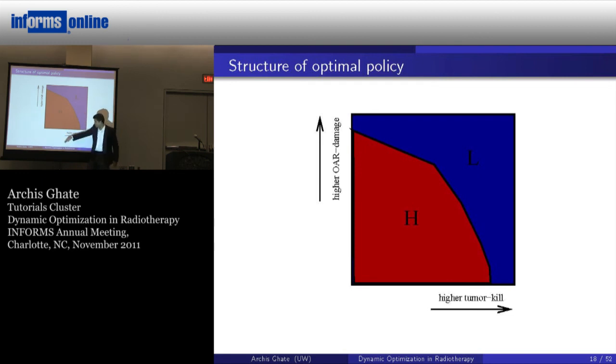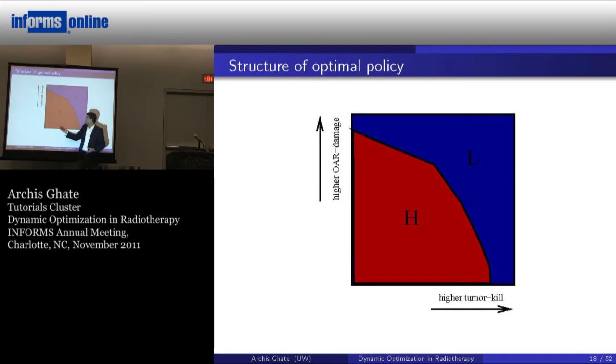Why? Because if you take any fixed level of OAR damage, let's say this level, the dose is high, high, high. Once you cross a certain threshold, sufficient tumor has already been killed, because the tumor cell kill is higher this way. So there is no point in giving high dose anymore, because you are in some sense unnecessarily damaging the OAR. So the dose actually drops after that threshold to a low value. Make sense? Going that way.